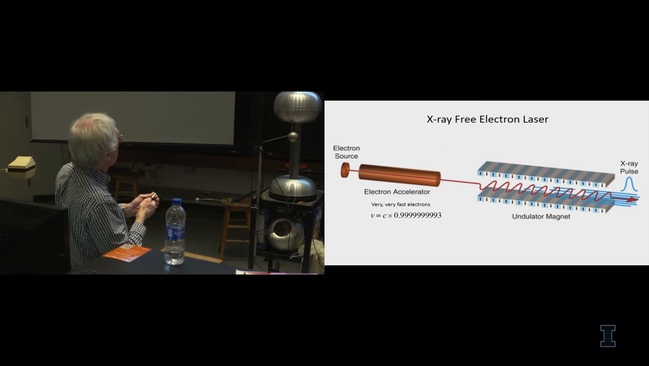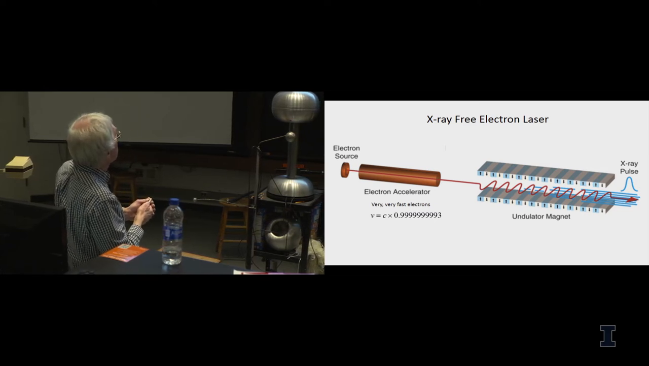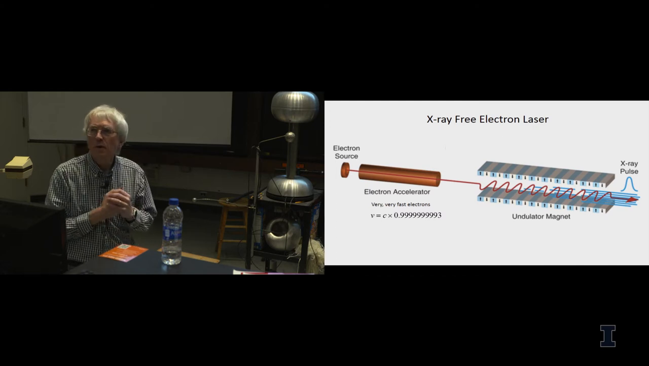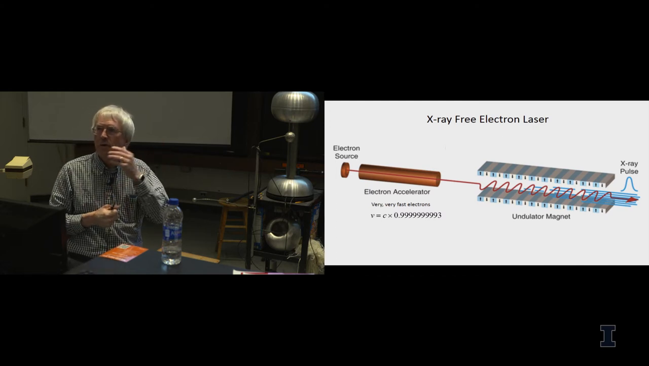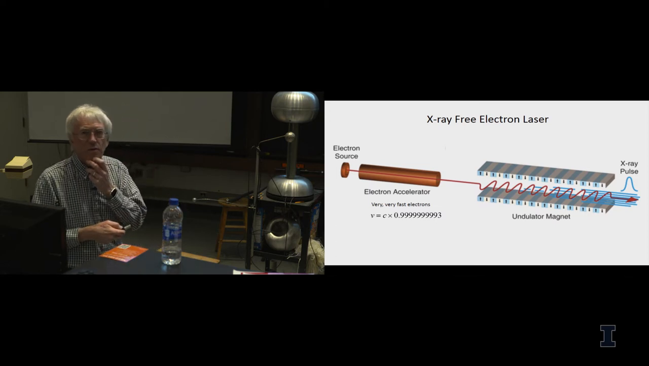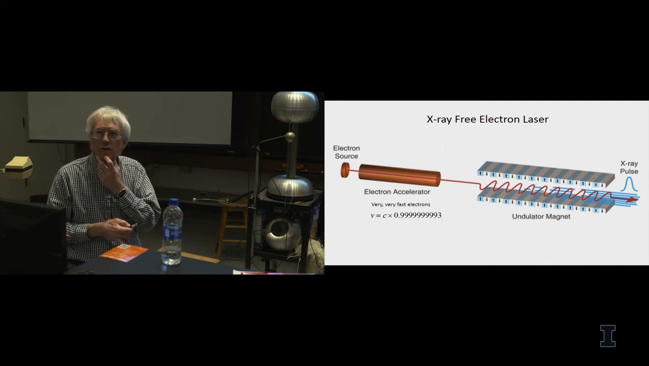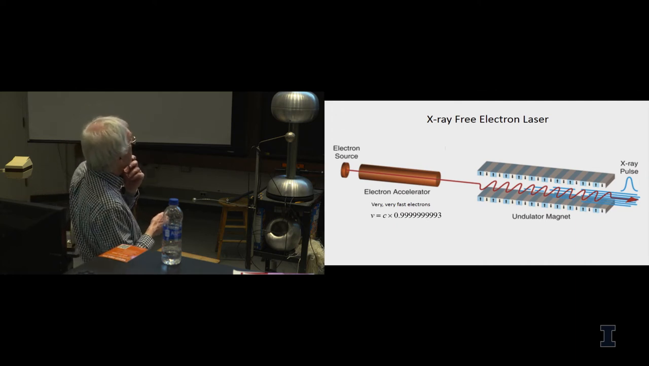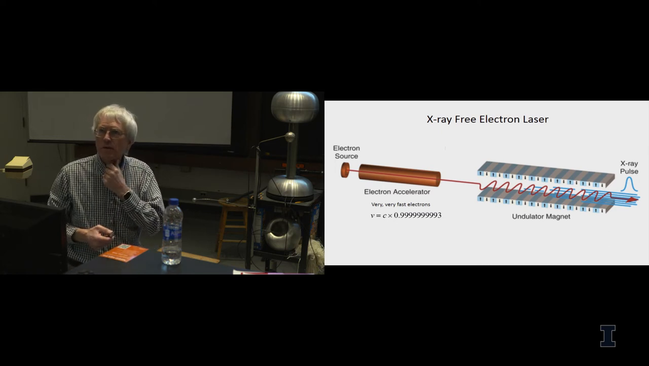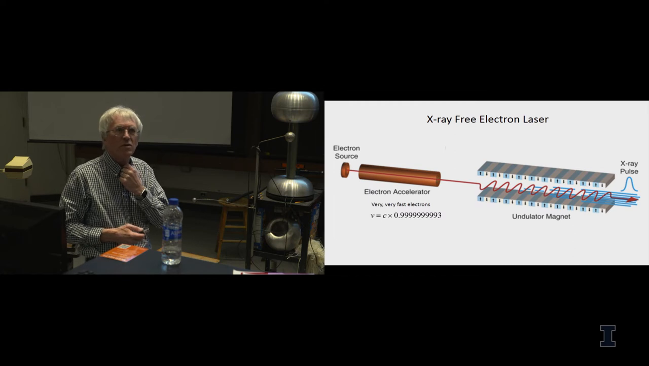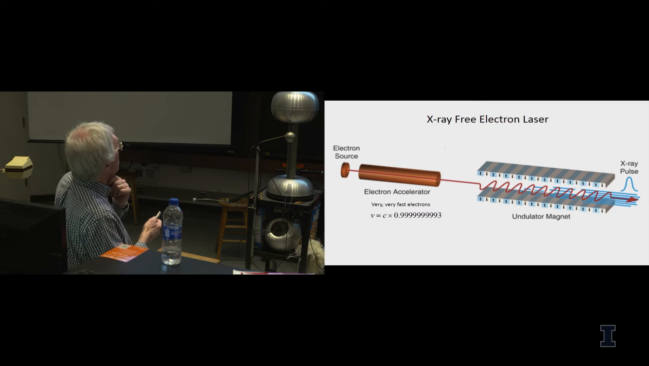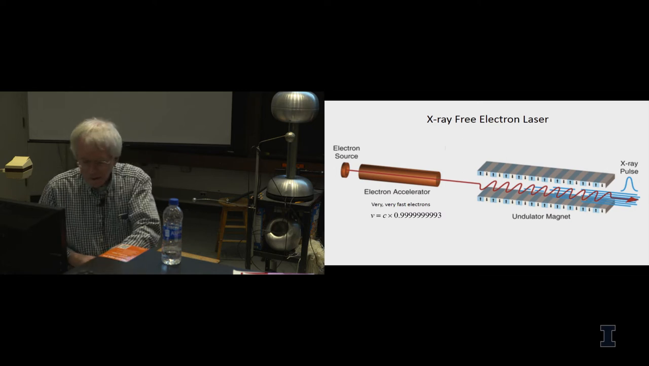Now, these are very, very fast electrons. Things can't go faster than the speed of light, but look how close this is to that number. I think there are 9 nines there and then a 3. This corresponds to an accelerator operating at 13 GeV. That's not easy to do, and the world isn't littered with 13 GeV accelerators, but there's a bunch of them around. Some of them are now used for making X-ray free electron lasers.